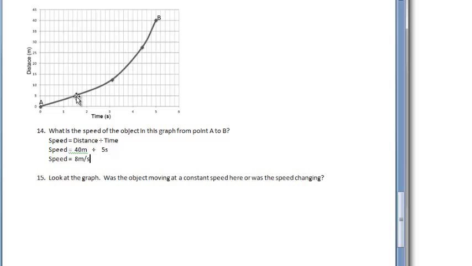I can see from 2 to 3, I only went a little bit of distance, but when I move from 3 to 4, there's a lot of distance in the same amount of time. That means that the speed is changing. Please record that on your paper.